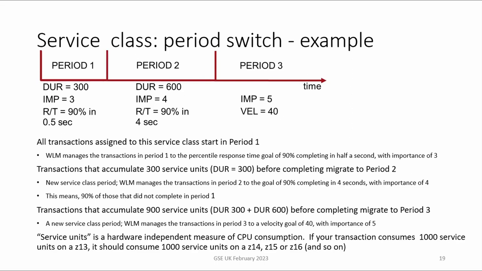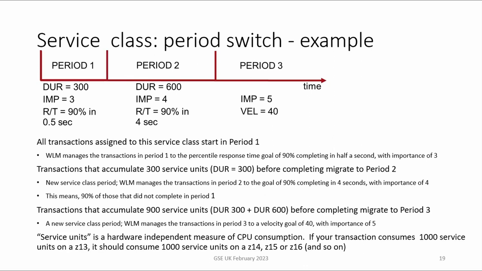So in this DB2 example, I just used the non-production DDF from the previous page to lay this example out. So this non-production DDF work, when it starts, is going to start in period 1. It'll have a duration of 300 service units. It's running at importance 3. So in the grand scheme of importance, it's the third one on the list for WLM to start paying attention to. It has a percentile response time goal that 90% complete in half a second.